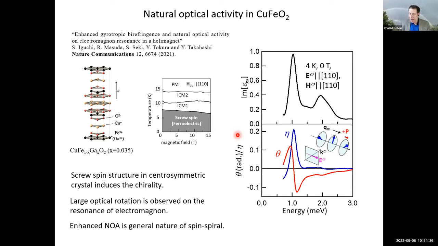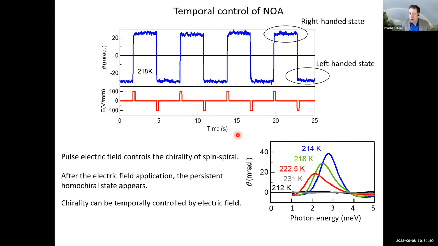Great, fantastic. We have some questions typed in from the audience. Let me read them out in order. From Jan Dak, the question is: is this spin-driven ferroelectricity formally improper ferroelectricity? Yes. This is the so-called improper ferroelectricity.